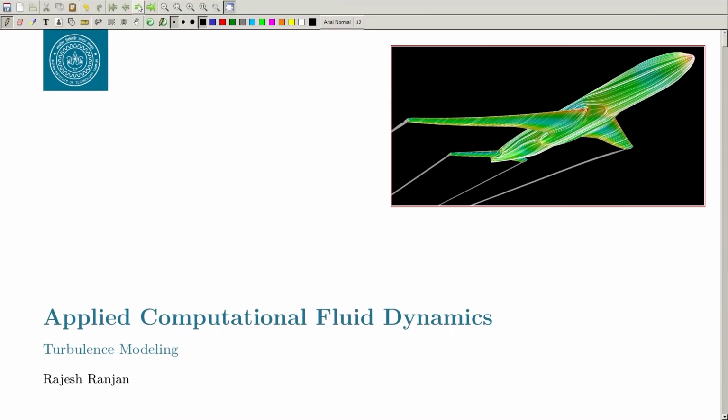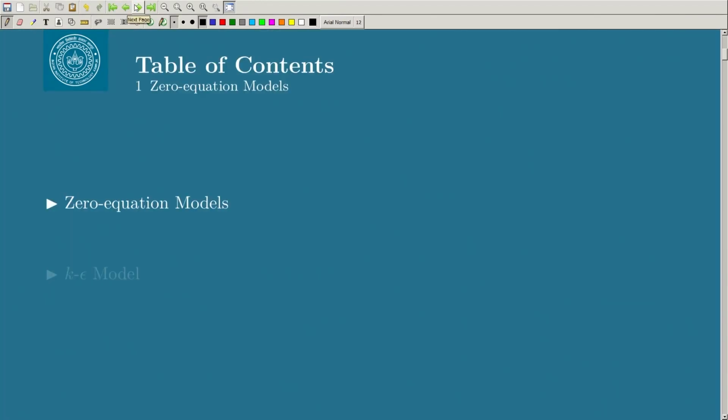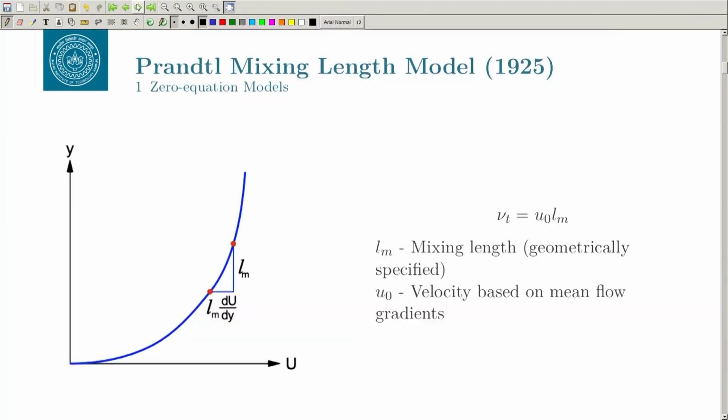That means your stress is related to the mean flow gradient with this proportionality constant as the eddy viscosity or the turbulent viscosity. Today we are going to look at how to model that viscosity part, the eddy viscosity. As we have been discussing, it is not a property of the fluid, it is a property of the flow. So, it has to be determined from the flow somehow.